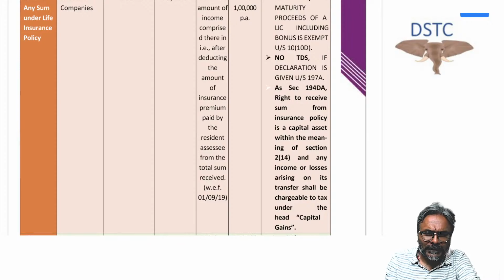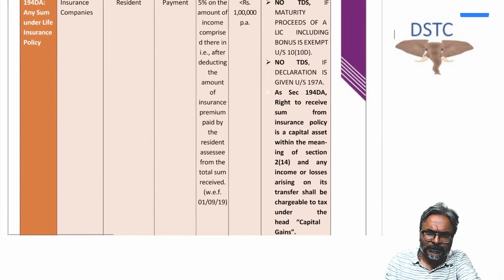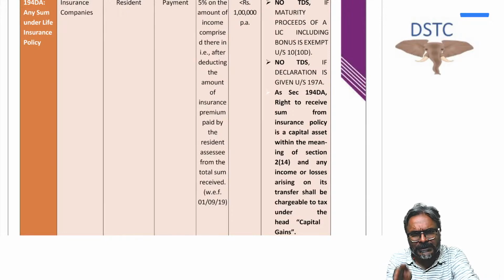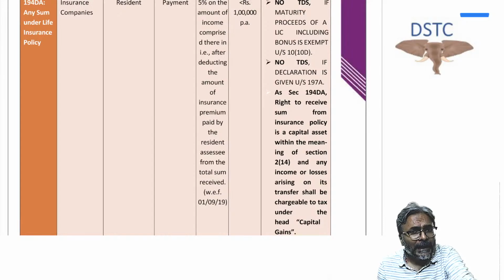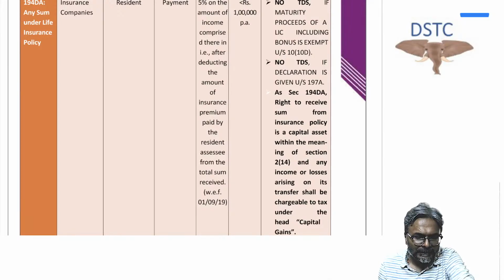Now, in this particular context, students, what they say in 194 DA is this: any sum under the life insurance policy. So here, as you are all aware, the insurance company is making the payment to the policy holder. At the time of payment of the insurance money to the policy holder, the obligation to deduct the TDS under section 194 DA will arise. Now, what exactly is this obligation, students? We will see in this regard.